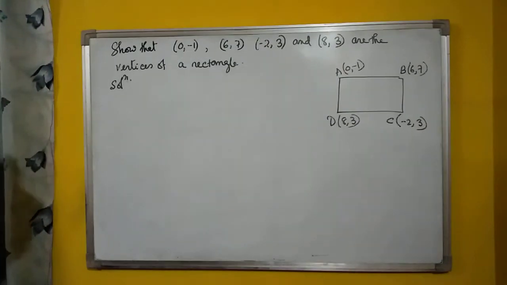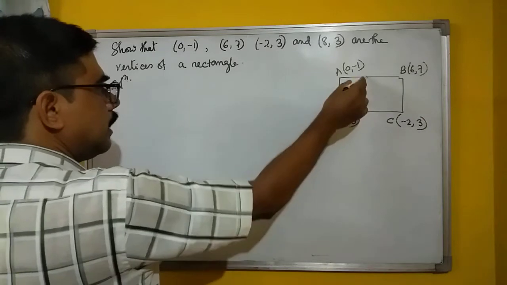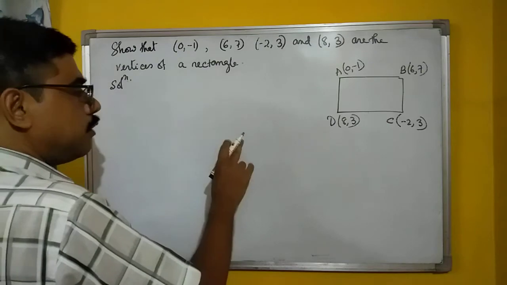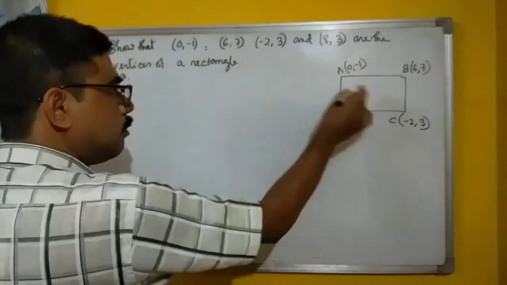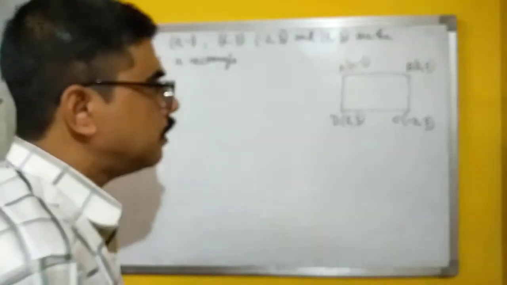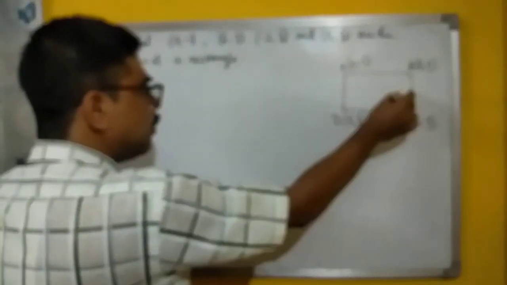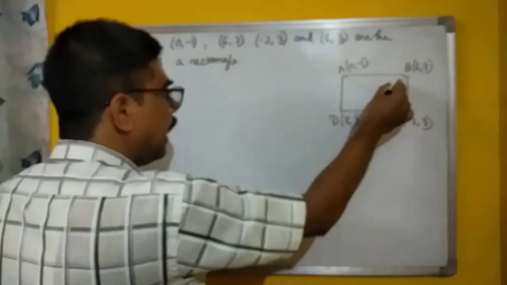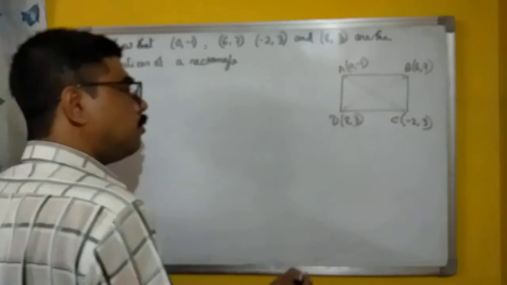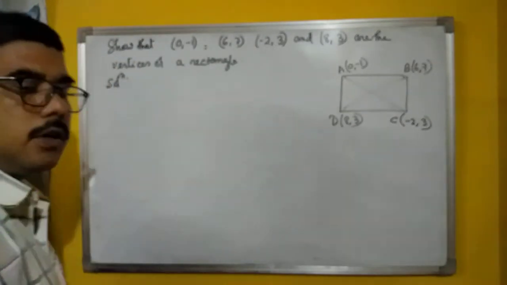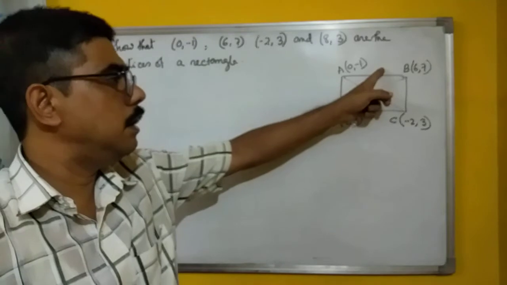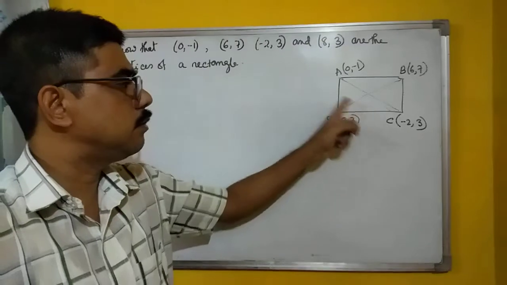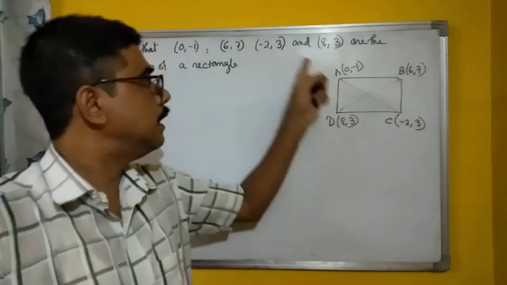What will we do then? To become a rectangle, the opposite sides must be equal: AB and CD will be equal, AD and BC are equal. After that, it is still not necessarily a rectangle. If opposite sides are equal, then it may be a parallelogram. So after getting the opposite sides equal, we have to again find the distances of AC and BD. If AC and BD are also equal, then it becomes a rectangle. So we have to find 6 distances: AB, BC, CD, AD and the diagonals. When opposite sides are equal and the diagonals are equal, then it becomes a rectangle.